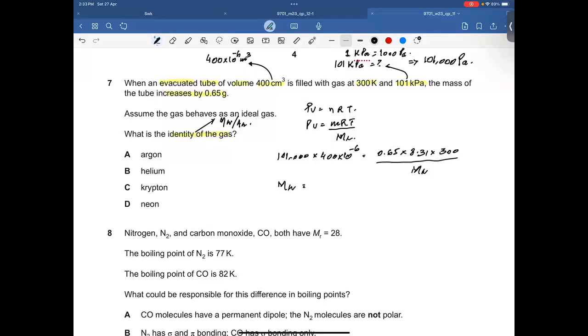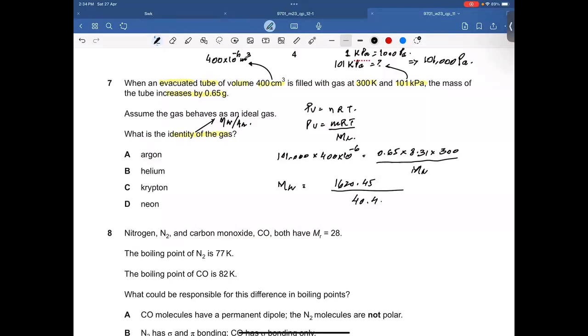So MR is going to be, hold on, 0.65 into 8.31 into 300. So it's basically 1620.45 divided by 101,000 into 400 exponent minus 6 is going to be 40.4.